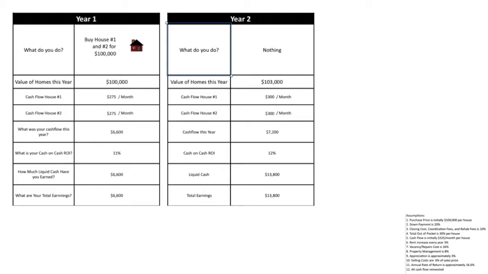What happens, you buy two houses. So we're saying on average, we're doing $275 a month. So year one, we cash flow $6,600. We put in $60,000, so we averaged about an 11% cash on cash ROI. Everyone follow that? Makes sense?